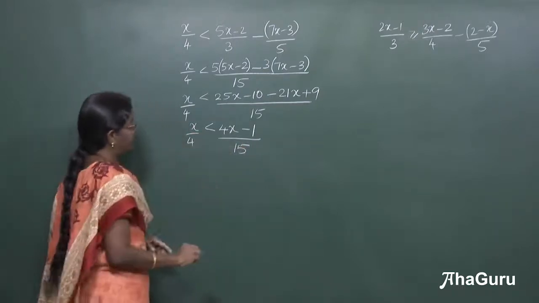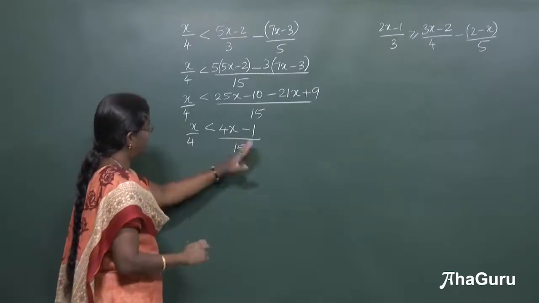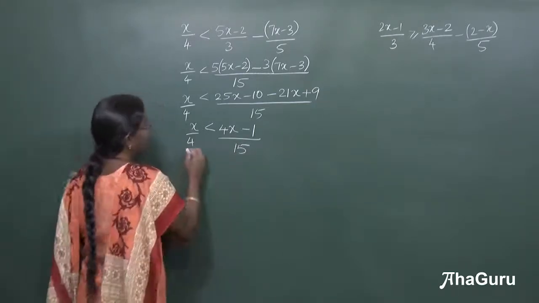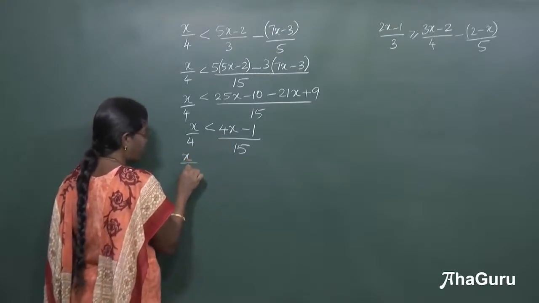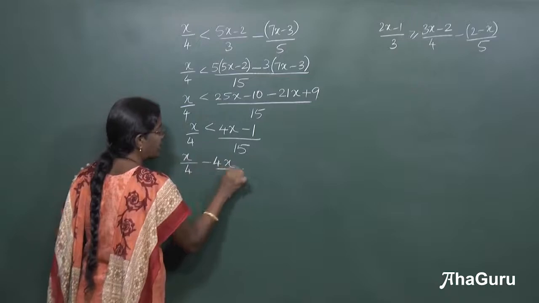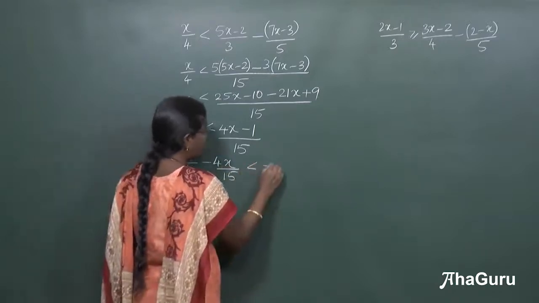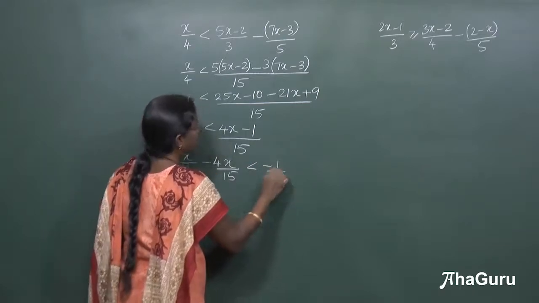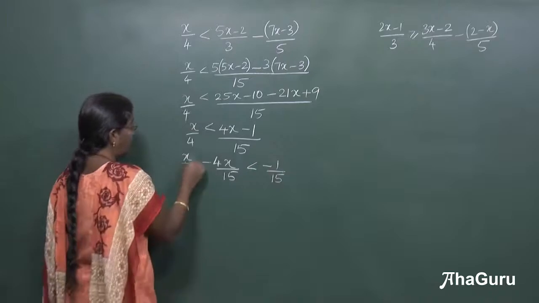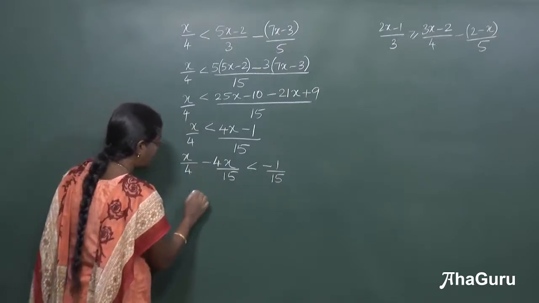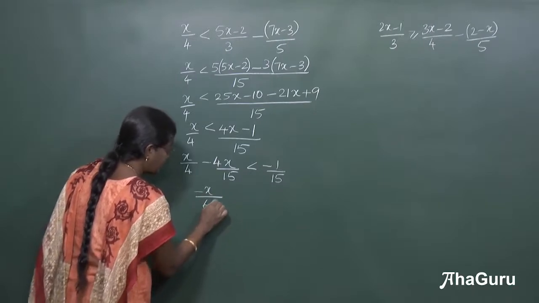divided by 15. Now, what I do is, x terms I will have it on one side, the remaining terms on the other side. So, when I split it that way, I get a x by 4 less than, minus 4x by 15, this will be less than minus 1 by 15, just split it, this is what we get. Or this side I get it as a minus x by 60, check it out.